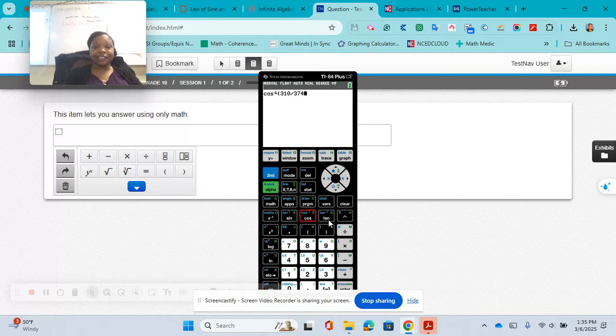We could do it like this as well. And that is 34.01. And we're supposed to round this to the nearest tenth, so that's just 34.